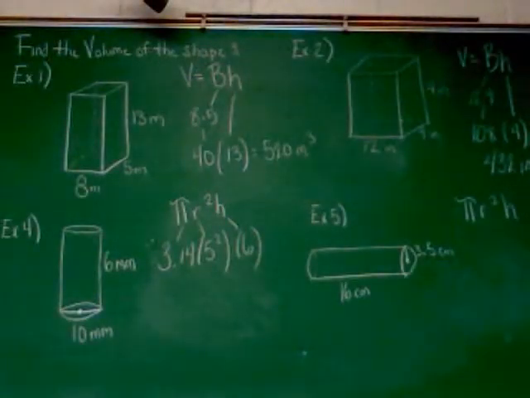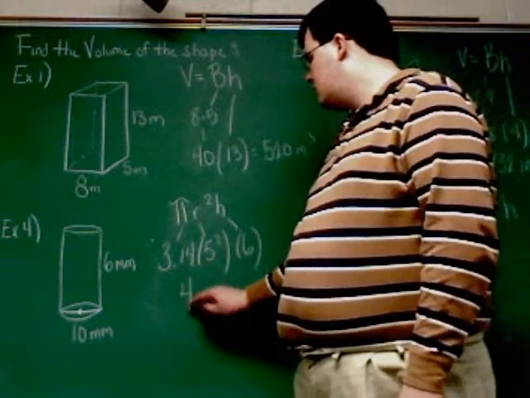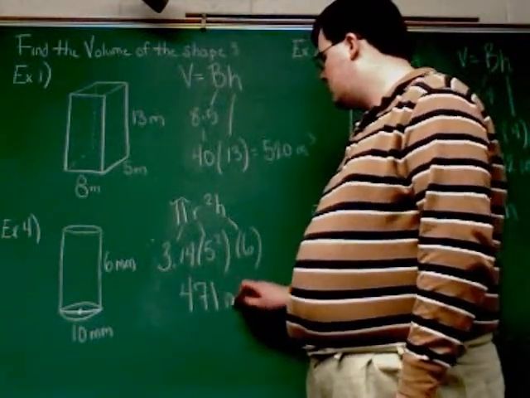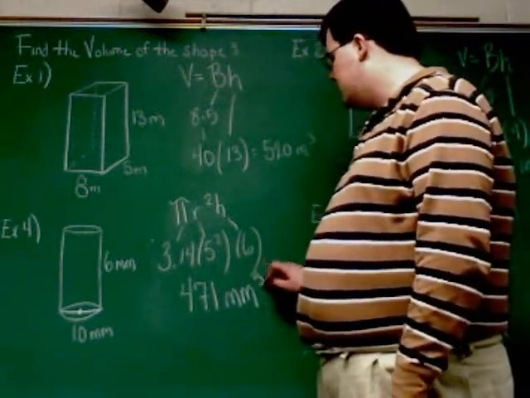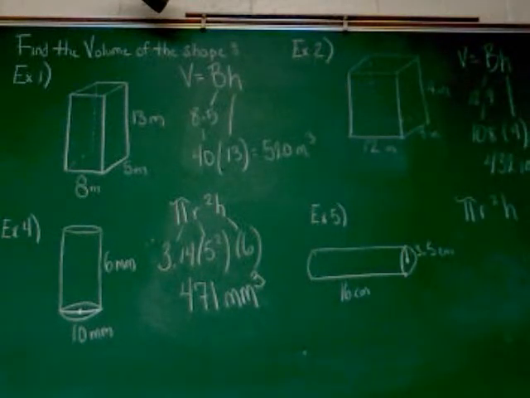All right, so we've got 3.14 times 25 times 6. 3.14 times 25 times 6 is 471. And that's going to be millimeters cubed.